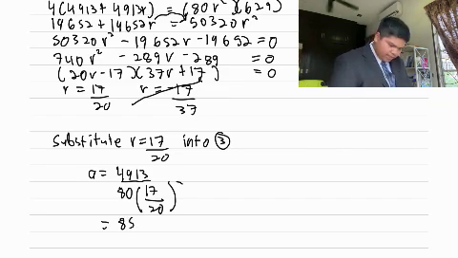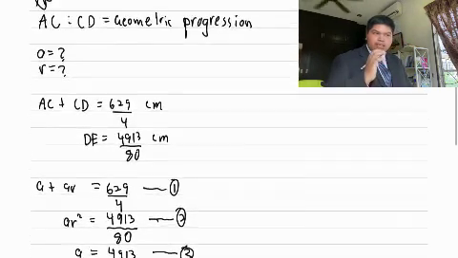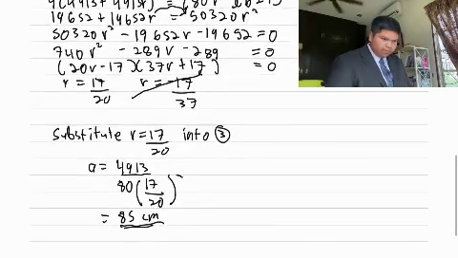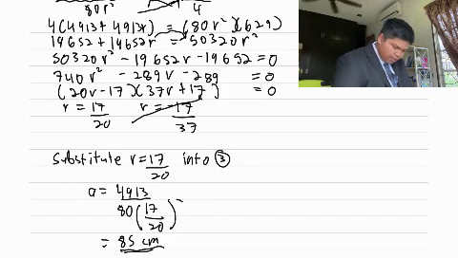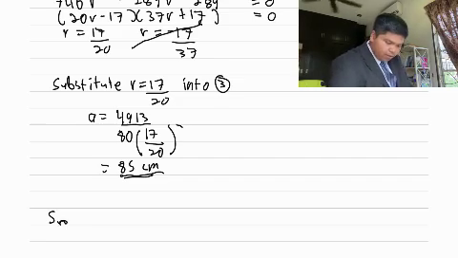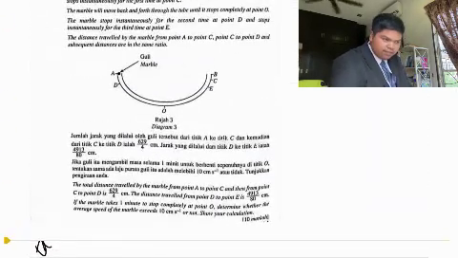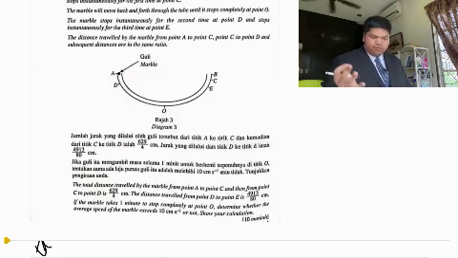is 85 centimeters. Now, we are still not done yet, as we have only found the values of a and r. Now, the question asks us to find the speed. Oh no, sorry. First, we have to find the sum to infinity. Now, why the sum to infinity? Well, we have to find the total distance traveled by this marble from A to C, then C to D, from D to E, until the distance gets so small that it is basically zero. That is basically what the sum to infinity is.